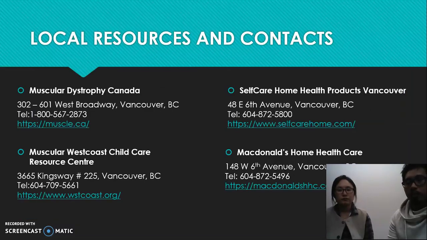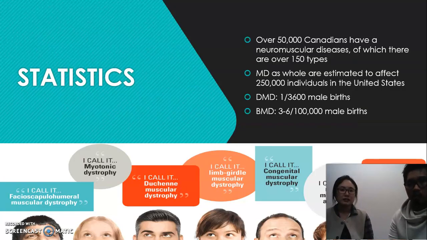So here we are. We made a compilation of local resources and contacts. So Muscular Dystrophy Canada, West Coast Child Care Resource Center if you need home care assistance with your kids, self-care, home health products, McDonald's Home Health Center. The statistics: over 50,000 Canadians have a neuromuscular disease, of which there are over 150 types. At the bottom of the picture, there are a few examples.